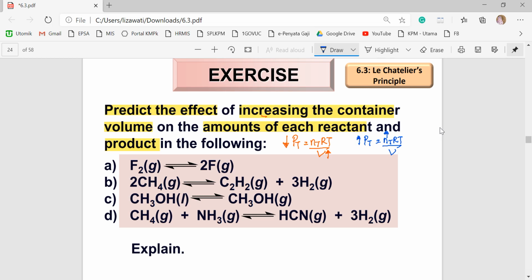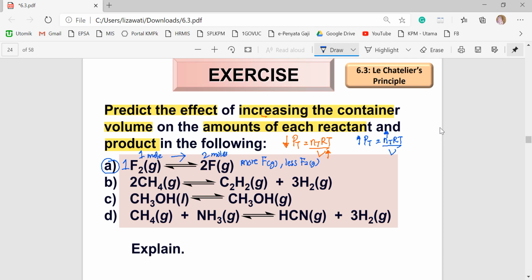Okay, now we take a look here. So for A, 1 mole at the reactant side, product side 2 moles. 1 mole, 2 moles. So it will shift to the right side. What would happen? More F gas and it will form less F2 gas.